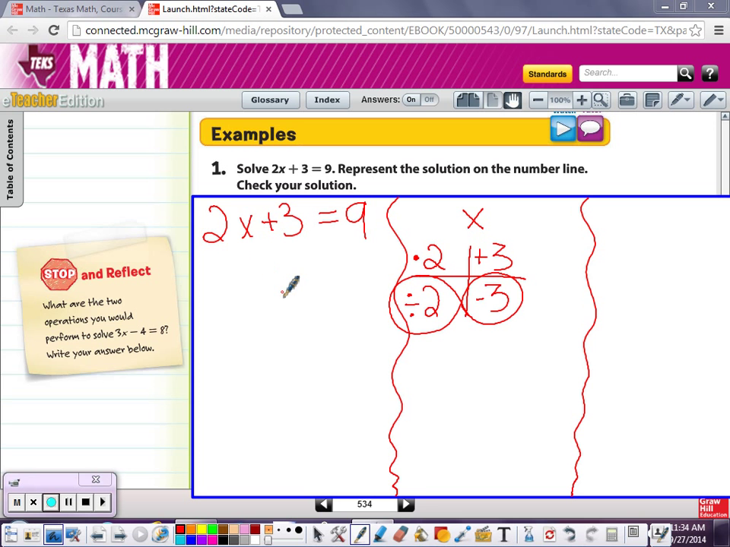And let me explain to you now how it's going to work. I told you in the beginning of this section that we're going to be using the order of operations, or PEMDAS.